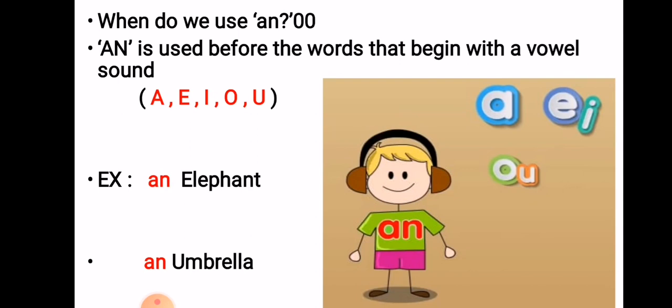Our first example here is elephant. As you can see, our starting letter here is letter E. And letter E is one of our vowels. So we will use an. Our second example here is umbrella. As you can see, our starting letter here is letter U. So we will use an.